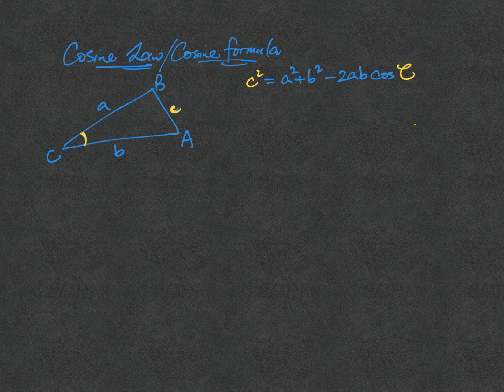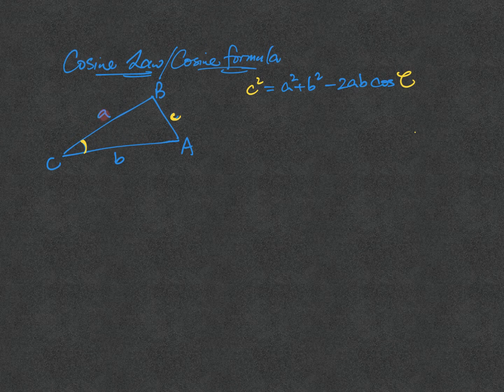Cosine law, or we can also call it the cosine formula, is a formula which relates the three sides A, B, C together with one of the angles, for example, angle C. If we take side C and its opposite angle, angle C, into consideration, then the formula will be written as C squared equals A squared plus B squared minus 2AB cosine C. So this is one form of the formula.